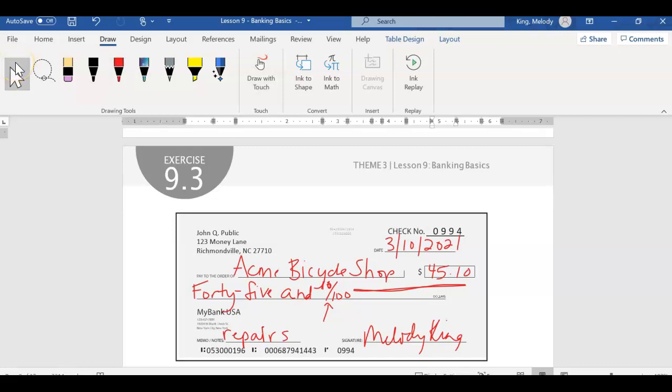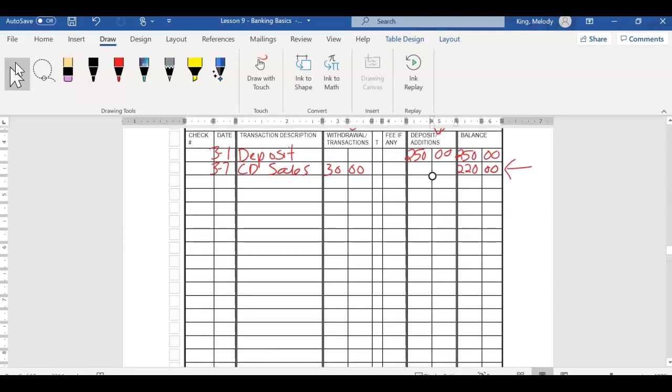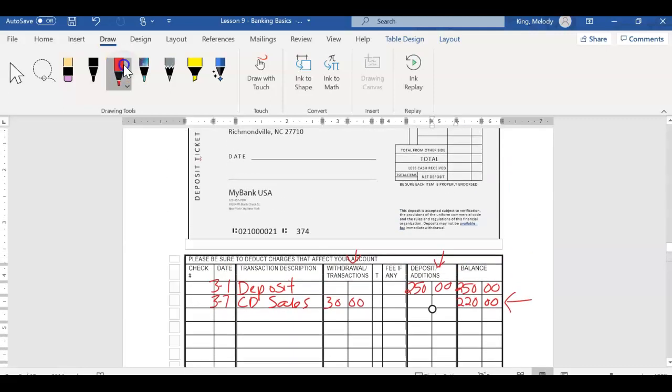Let's go back up here and look at how you would enter that into your register. After you enter your purchase on 3/8, do that first. Find your balance. Then to enter your check, make sure you put your check number out here on the side, so that's 0994. Again, fill out who it's to, the Acme Bicycle Shop, and the amount, and then make sure you subtract that amount from your balance and find your current balance.